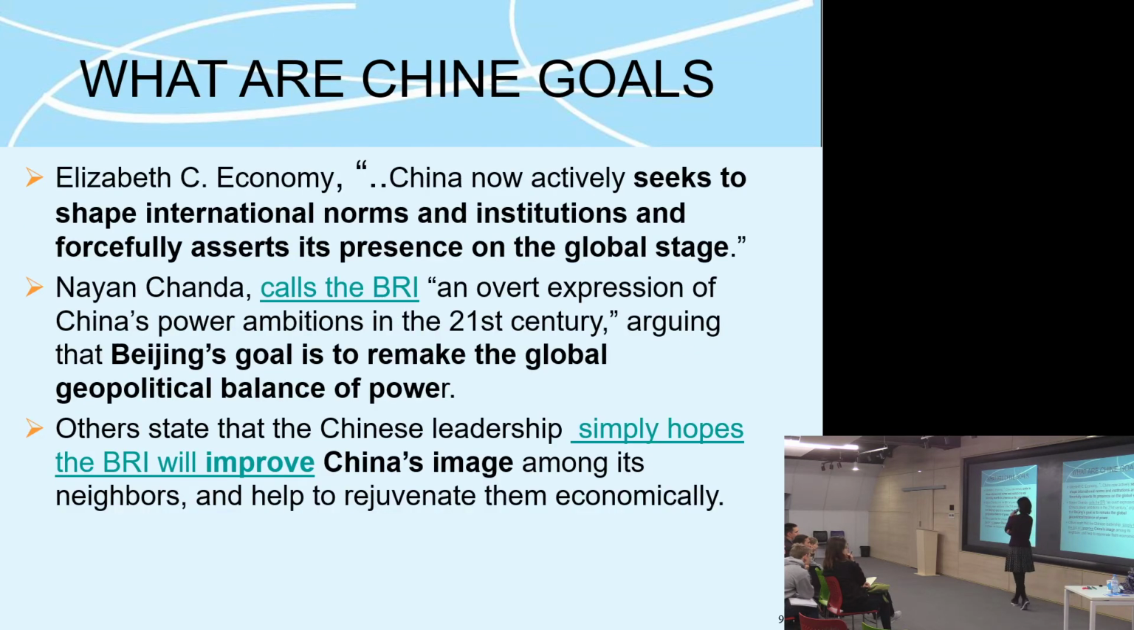Now, these are some reputable people who are knowledgeable, particularly in this area and about China, and this is how they view this initiative. The first one says China now actively seeks to shape international norms and institutions and forcefully asserts its presence on the global stage. The other expert says that Beijing's goal is to remake the global geopolitical balance of power. And the last one is a little more balanced, saying that this initiative is basically trying to improve the Chinese image among its neighbors. We will probably have time to see which of those three, or maybe some others, accurately explains the importance of this initiative.